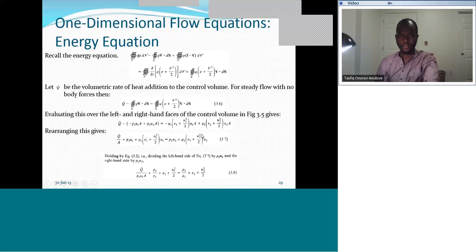Then we can also go further by dividing this part of the equation by rho 1 u1. And dividing this part, that means the left hand side by rho 1 u1, and then the right hand side by rho 2 u2. So in that case, we have equation 3.8. If you note something here, that rho 1 u1 A is just the mass flow rate, because that is just density times velocity times the area.